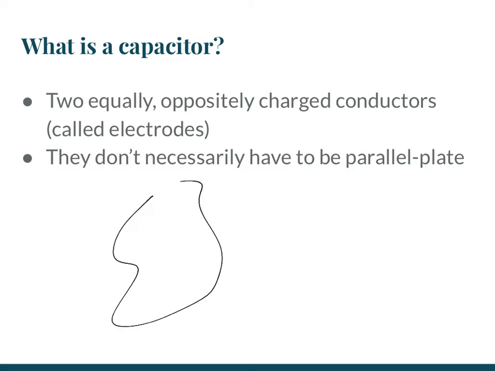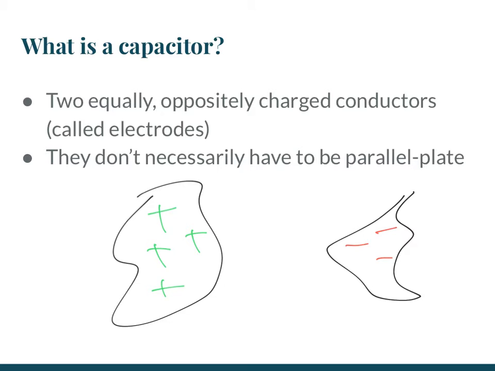You could have two conducting blobs that look nothing alike, have one of them be positive, have one of them be equally negative, and that's a capacitor. However, that's an obnoxious capacitor that wouldn't really be useful and would be mathematically annoying. So we're not going to deal with that kind of capacitor, but they do theoretically exist. It's just any two equally and oppositely charged conductors.